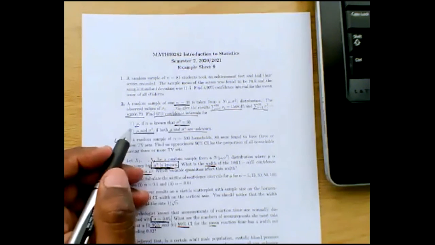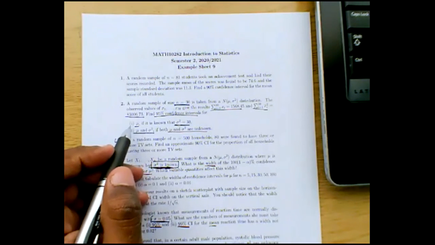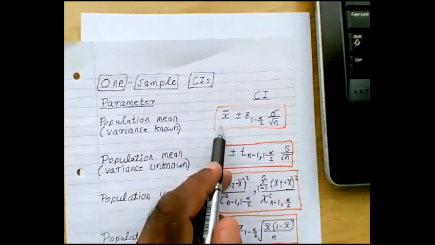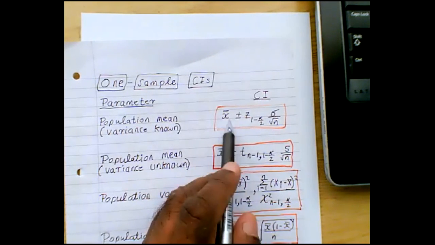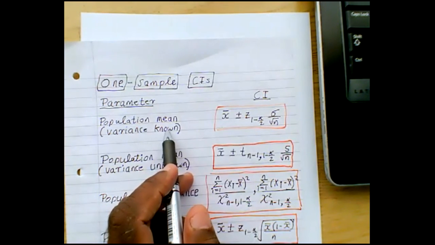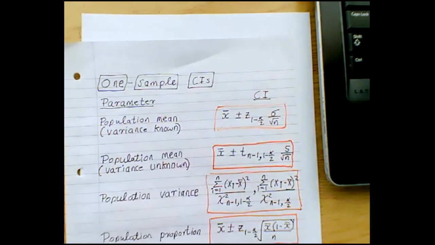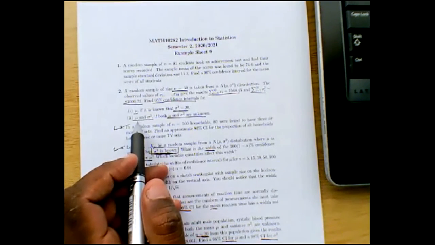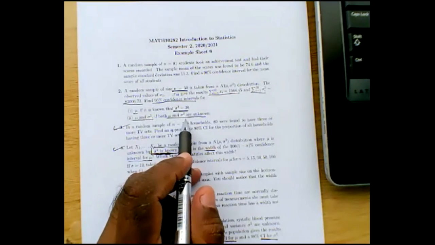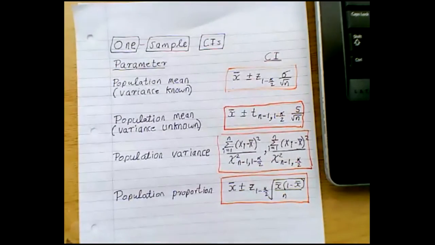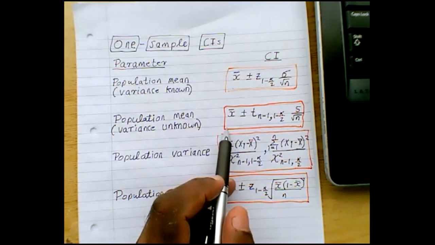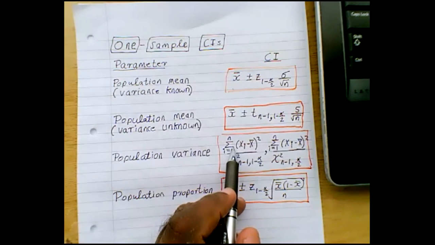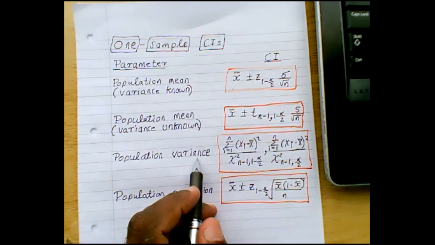To do the first part of the question, because the variance is known, you can use this formula here. Remember, this is the formula for the population mean when the variance is known. To do the second part, which is to find the confidence interval for mu and sigma squared when both are unknown, you need to use these 2 formulas here. This is the formula for the population mean when the variance is unknown, and this is the formula for the population variance.